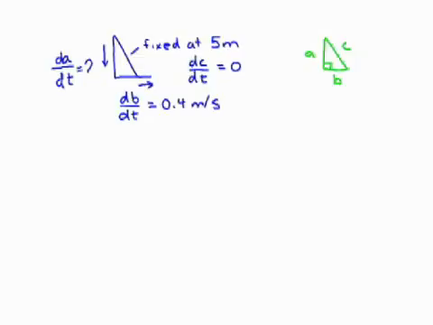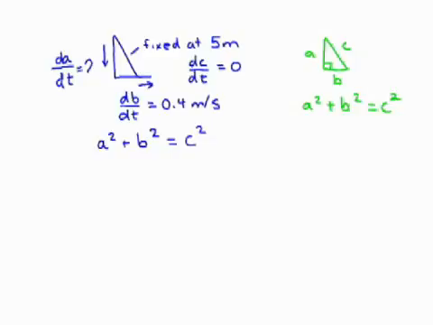The next thing we need to do is find an equation that relates those three variables, A, B, and C. We are dealing with a right angle triangle, and you should be aware that the Pythagorean theorem describes the relationship between those three sides. So we write down a squared plus b squared equals c squared.